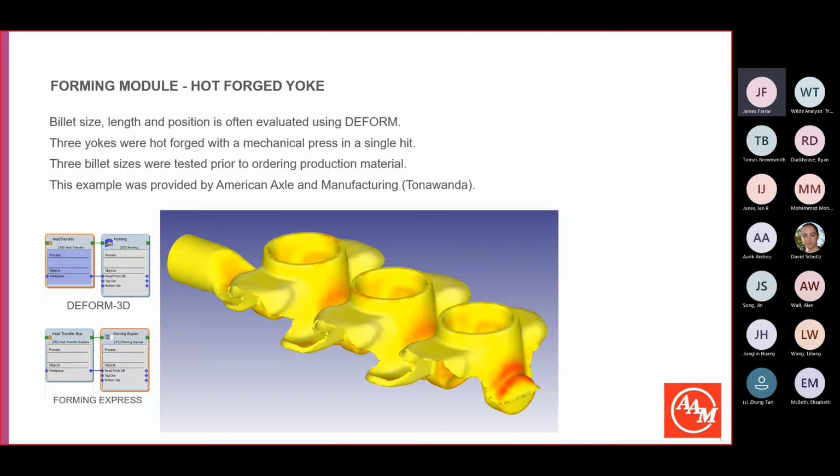So the most basic module, or the most common module used in DEFORM, is the forming module. Here's an example of a hot forged yoke, where typically a user might be looking at billet size, length, and position to understand what the optimum forming process is. In this case, there are 3 components forged in a single die with a single hit. On the left, you can see the setup in DEFORM, the multiple operation system, where we'd have a heat transfer first, taking it out of the furnace at a certain temperature, and it's then transferred onto the tools for a forming operation.